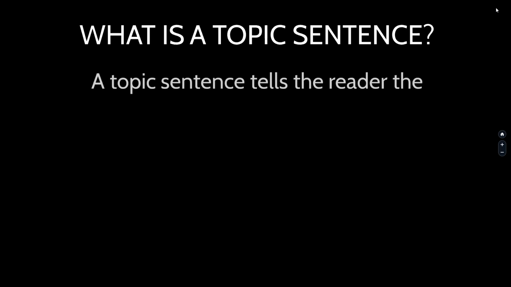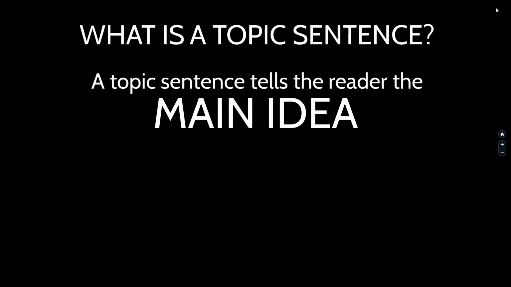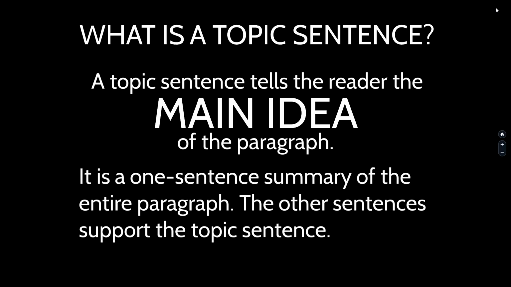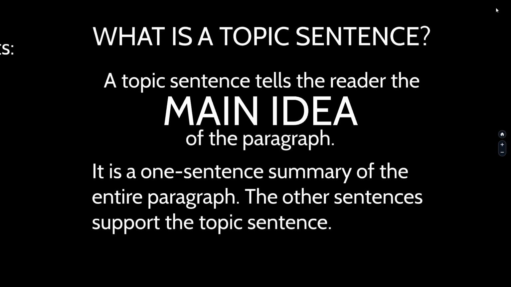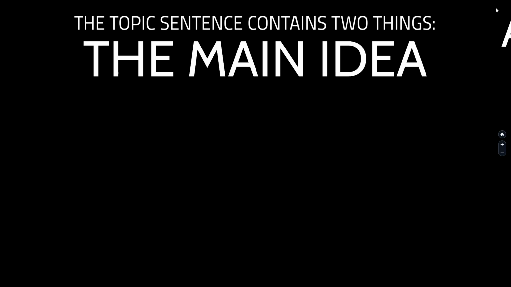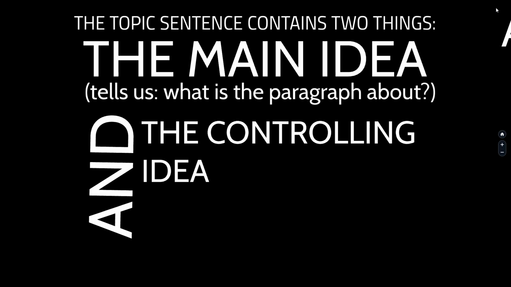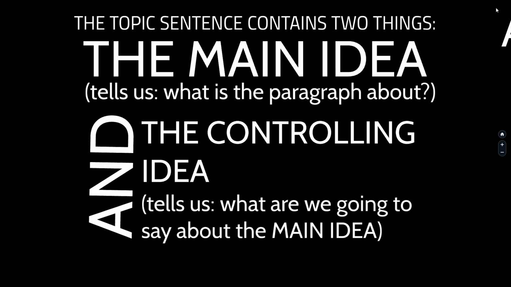So what is a good topic sentence? A topic sentence tells the reader the main idea of the paragraph, plus it is a one-sentence summary of the entire paragraph. The other sentences support the topic sentence. The topic sentence contains two parts. The main idea. This tells us what is the paragraph about, and the controlling idea. It tells us what are we going to say about the main idea. What are we going to say about it?